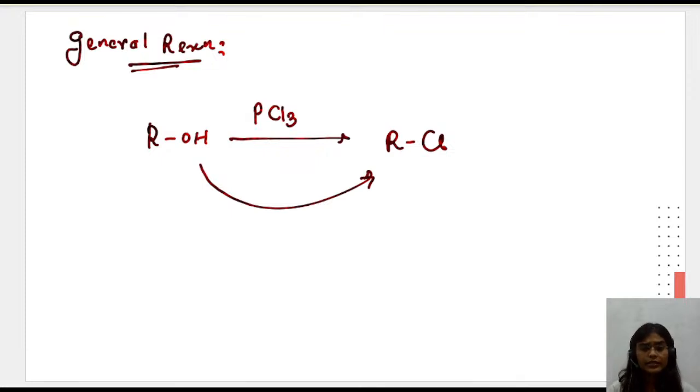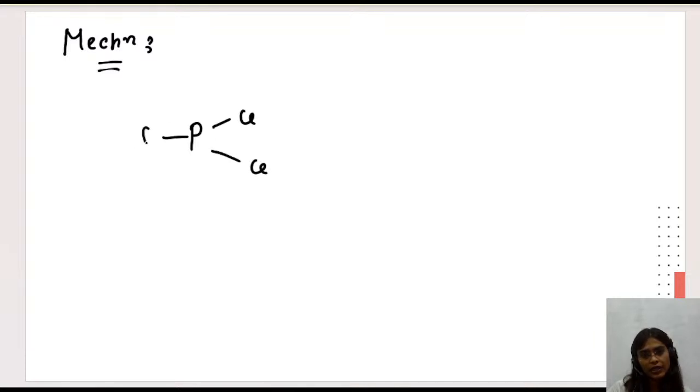Now, let's discuss the mechanism part. Let me write the mechanism. Although it's not really important for the board exam, just try to understand the mechanism. So first of all, we have phosphorus, P, and then we have some ROH.